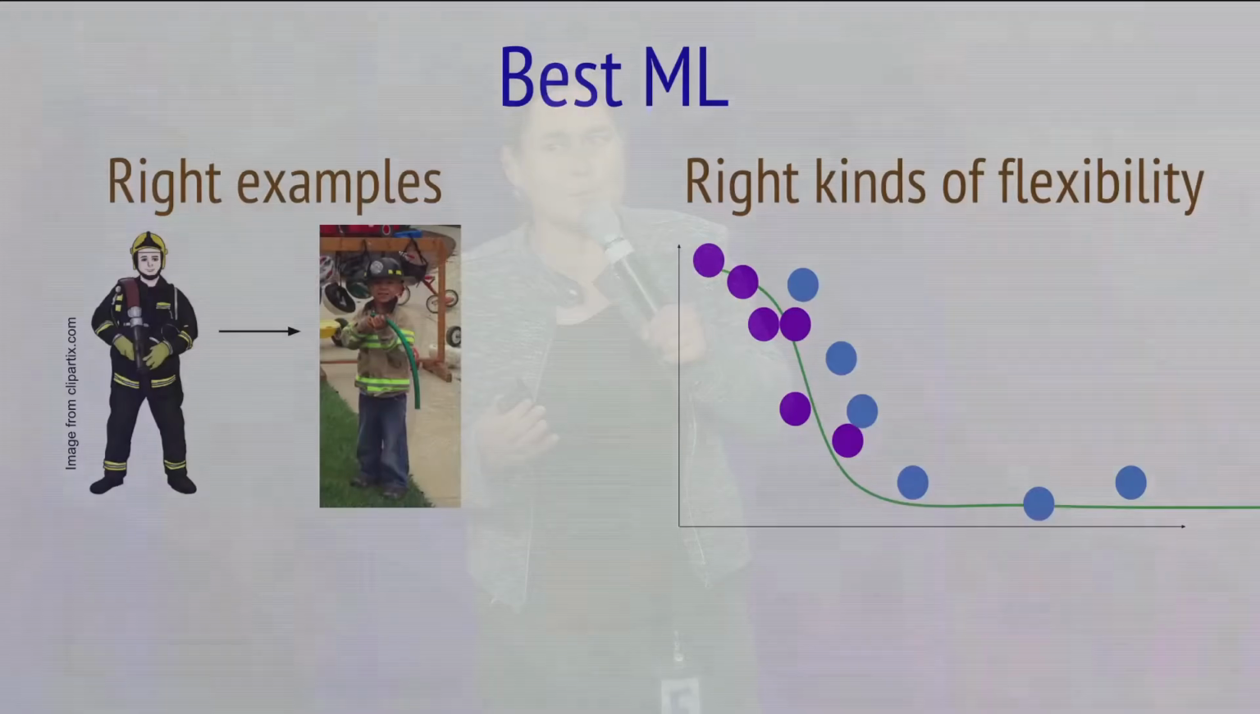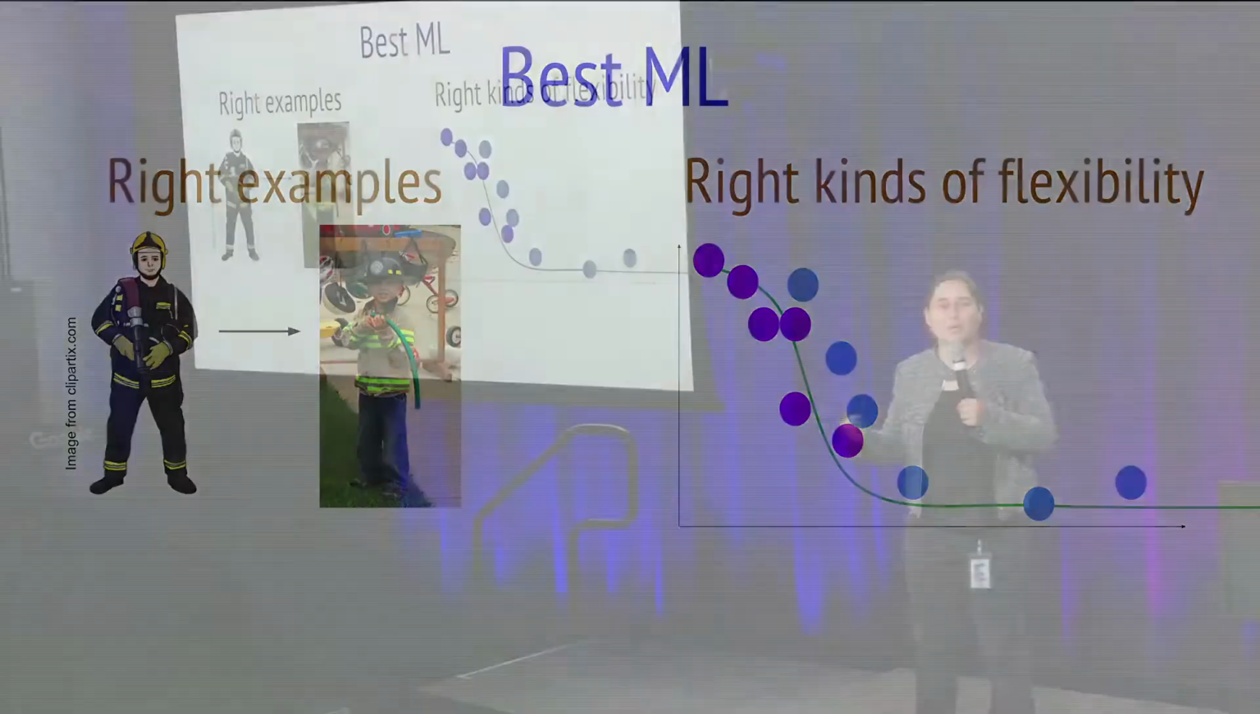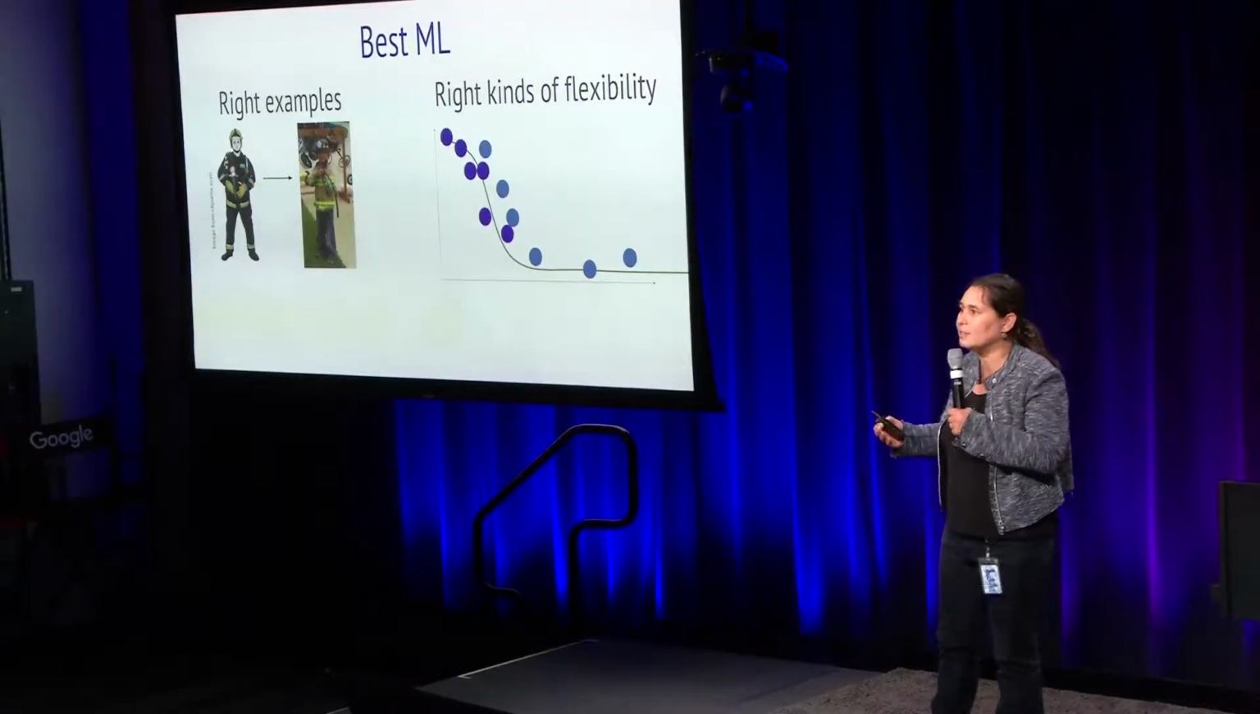OK, so this issue about monotonicity gets back to this idea that the best machine learning really requires you having the right examples. Can't stress enough how important it is to have these good role models for your model, and then the right kinds of flexibility. So one of the beautiful things about deep neural networks and some of the other state-of-the-art models is how flexible they are, that they can express all kinds of reality. But we don't want them to also express the noise and overfit things.